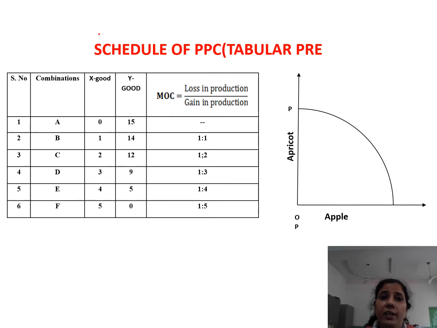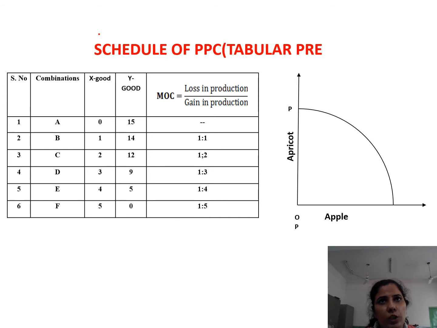The producer wants to increase the production of X good. He has to reduce the production of Y good because resources are limited. As the producer is producing 0 units of X good and 15 units of Y good, if he wants to increase 1 unit of X good, he has to reduce 1 unit of Y good, that is 14. Then it is observed that as the production of X good is increased, the production of Y good is decreased. The producer has to sacrifice more and more units of Y good for every X good.